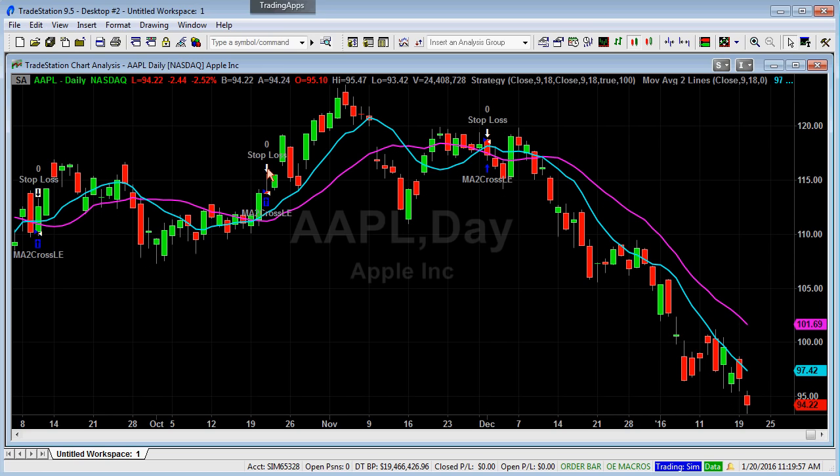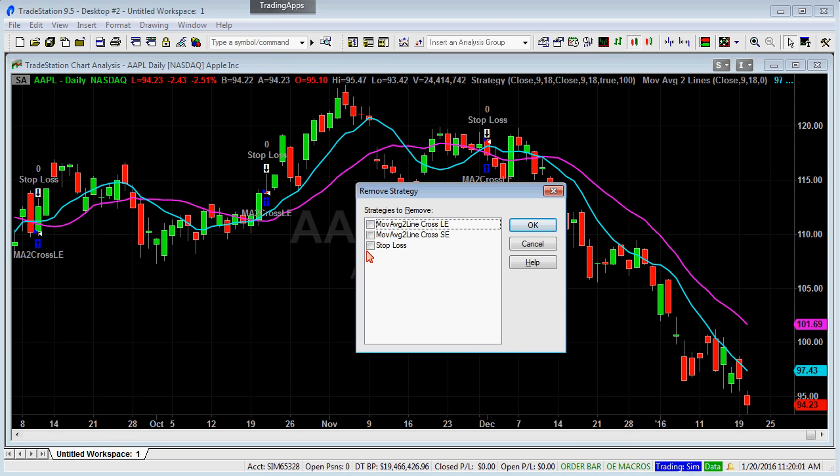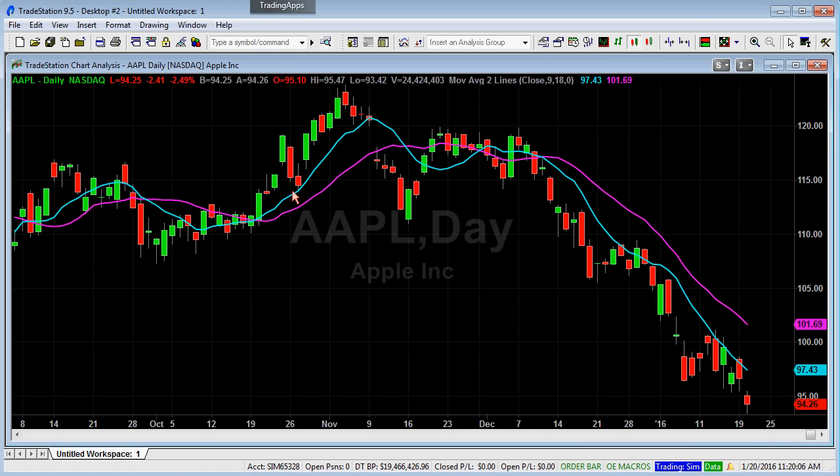Let me remove some of the strategies here. I'm going to remove them by just clicking on the arrows and pressing delete. It gives you a list of the strategies that are listed. You can select them all and click OK. That removes the strategies from the screen.